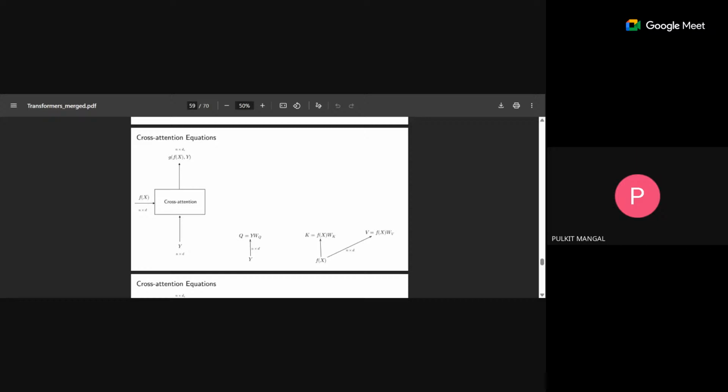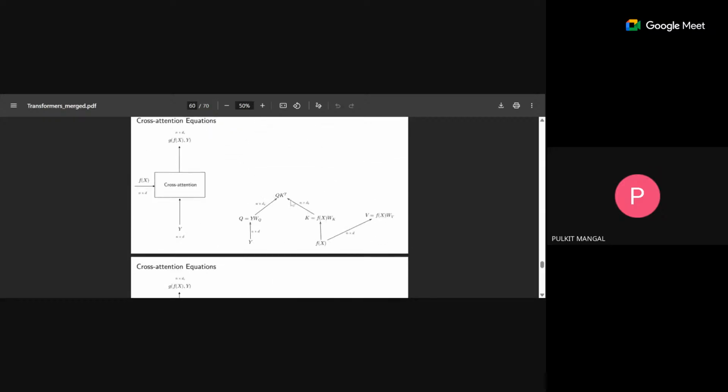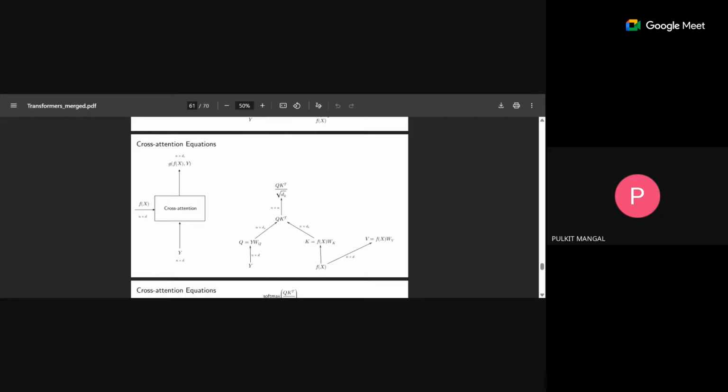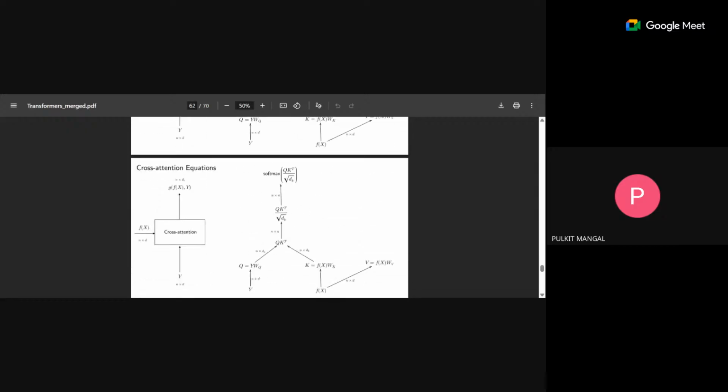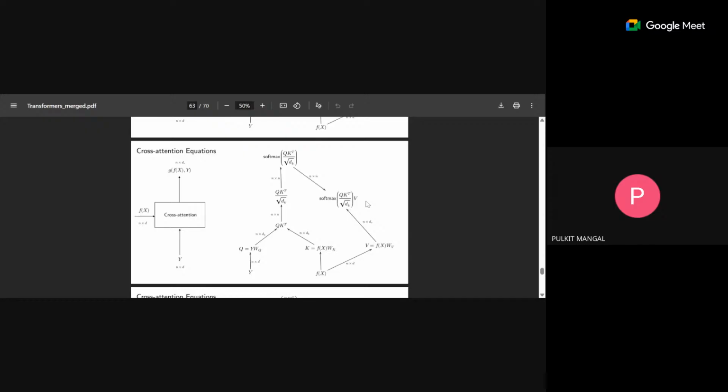That query comes from the decoder, while key and value come from the encoder. This is the sentence I want to query for, and that key and value will come from the encoder. Everything else will remain the same. You are going to do the same computation here: QK transpose, scaling by square root of dk. Here you do not have to do anything because it's already masked from the previous output, so there's no need to do the masking here. Apply the softmax directly, multiply it with V.